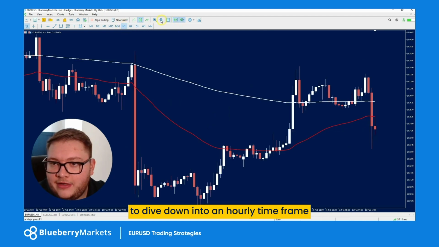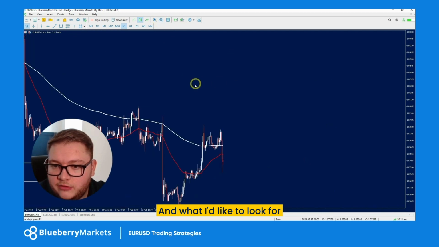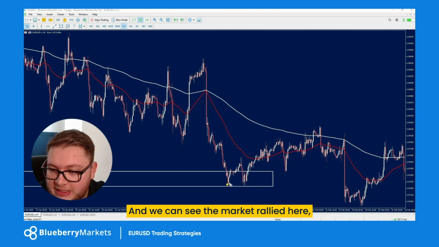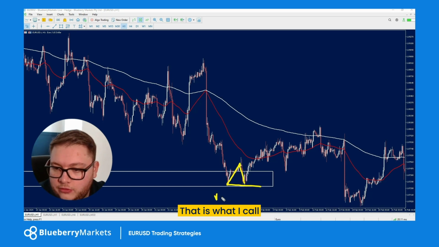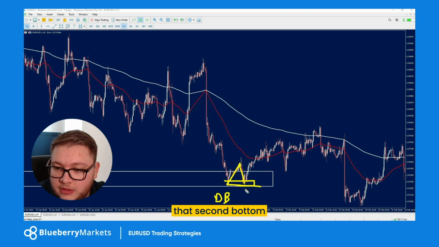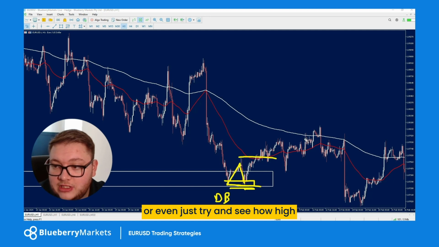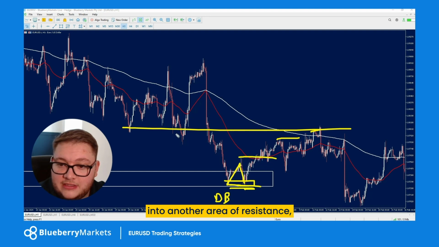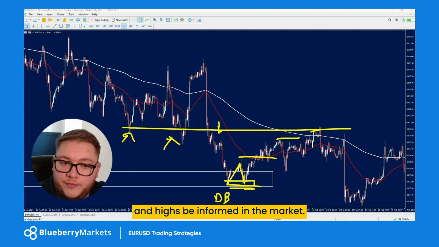So I'm actually going to dive down into an hourly time frame, and I'm just going to move back on my chart, and what I'd like to look for are trading patterns, including stuff like the double bottom pattern. We can see the market rallied here, pulled back into the previous lows. That is what I call the double bottom pattern, and I'd be looking to get long around that second bottom with a tight stop loss targeting the previous highs, or even just try and see how high I could get price to go into another area of resistance, which could be this area here where there's all these lows and highs being formed in the market.